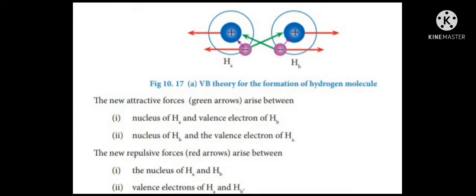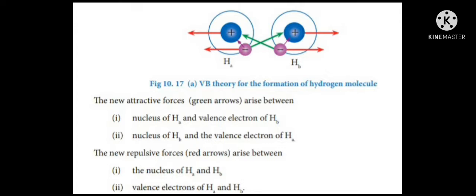Two green color arrows indicate the attractive forces. The first green color arrow indicates the attractive force between the nucleus of hydrogen atom A and the valence electron of hydrogen atom B. The next green color arrow indicates the attractive force between the nucleus of hydrogen atom B and the valence electron of hydrogen atom A. Here, the red color arrows indicate the repulsive forces.